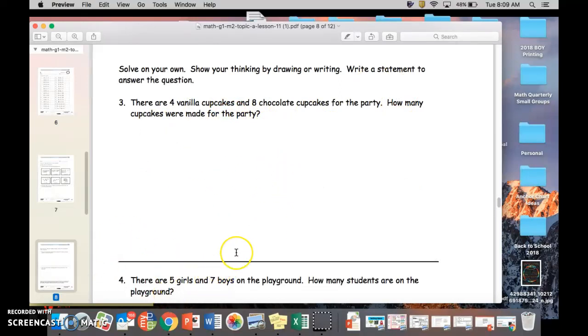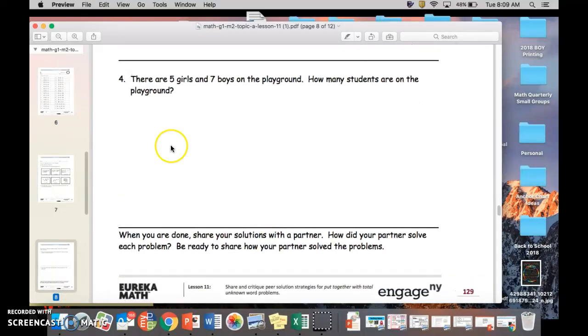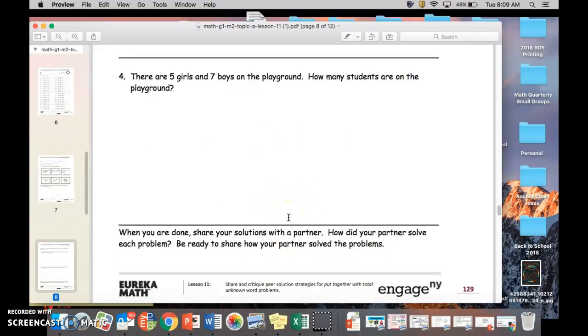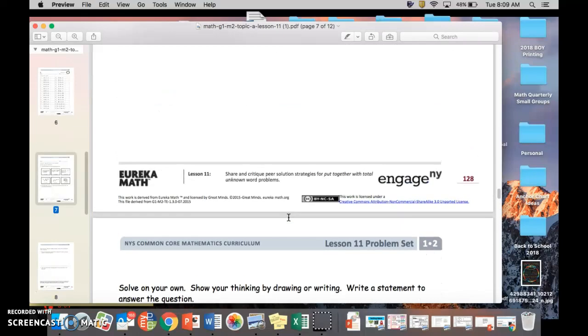You can make a number sentence and count on. Do not count all, you don't need to. And then number 4, there are 5 girls and 7 boys on the playground. How many students are on the playground? Draw your picture, circle your 10. Write out the problem, 5 plus 7, and show your number bond. Do whatever it is that you're the most comfortable doing to get to that answer.